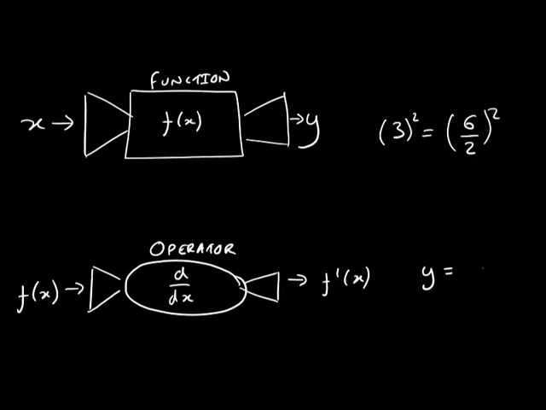So let's suppose I have y is equal to x squared. Then I apply the operator to it. So my operator I'm proposing is d dx. So I'm applying d dx to this side, and then I'll also have to apply d dx to this side. This is the differential operator.